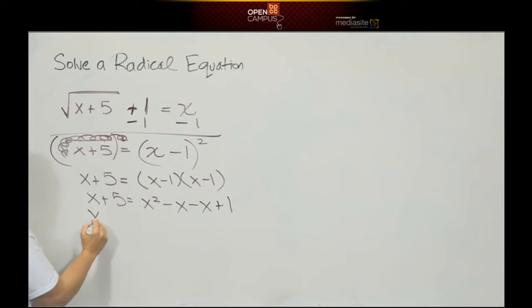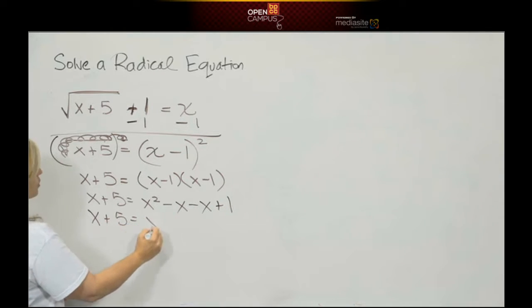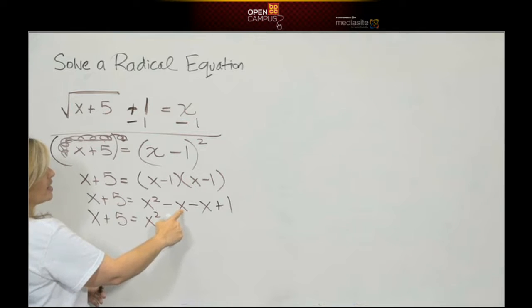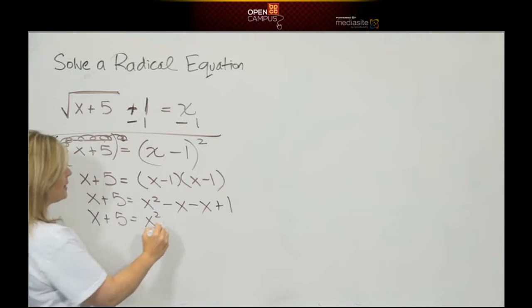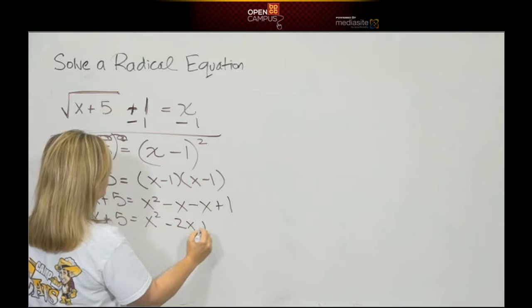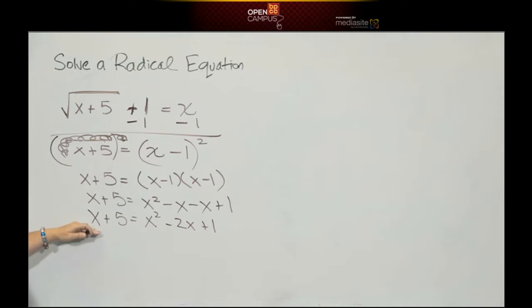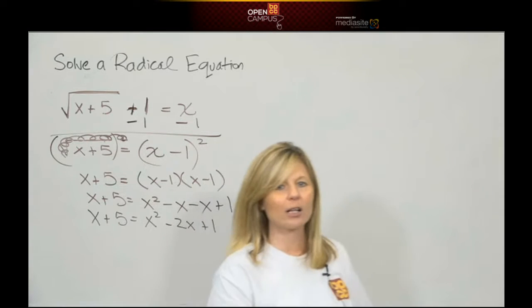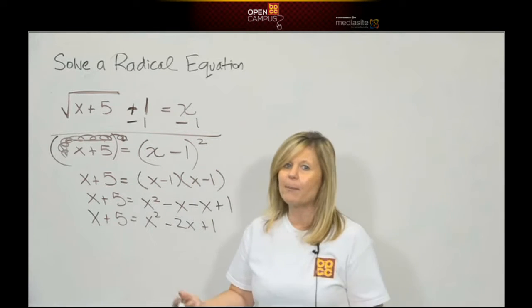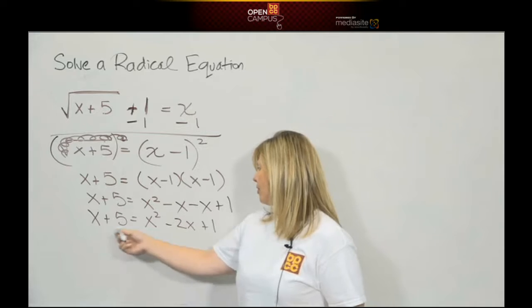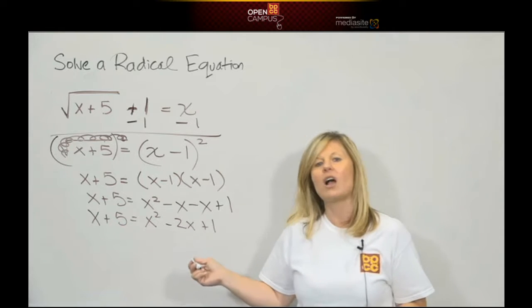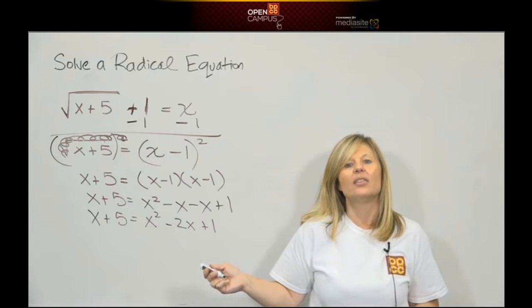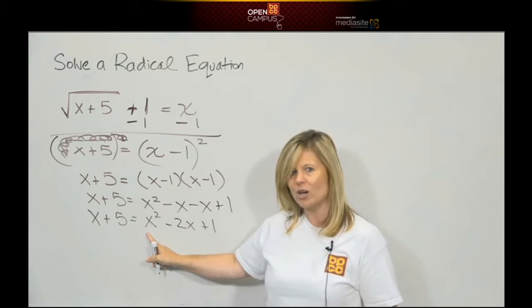We know when we do FOIL, we collect like terms. In the middle, a negative x and a negative x are both negative, so we add them. That gets us negative 2x. So now take a good look at this equation: x plus 5 equals x squared minus 2x plus 1. There is no longer a radical sign. This is no longer a radical equation. So you have to think about everything you've learned. What kind of equation is this? That's right, it's got an x squared, it's quadratic.